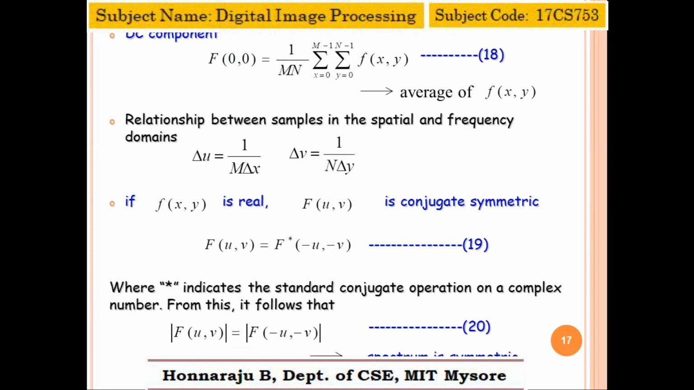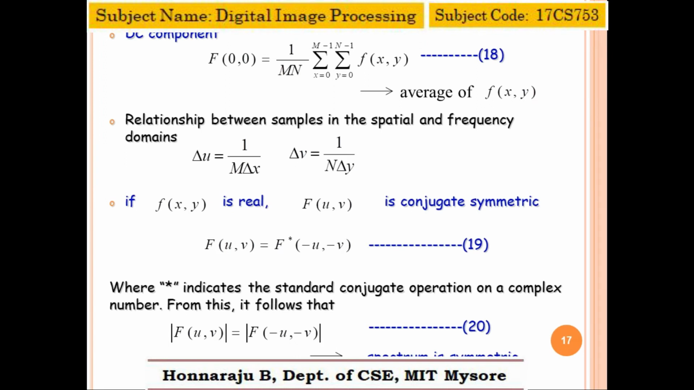Okay, if we consider the first component or first pixel, F(u,v), that is F(0,0), is equal to 1 divided by M times the sum over x equals 0 to M minus 1 and y equals 0 to N minus 1 of f(x,y). The relationship between samples in the spatial and frequency domains is delta u equals 1 divided by M delta x, and delta v equals 1 divided by N delta y.